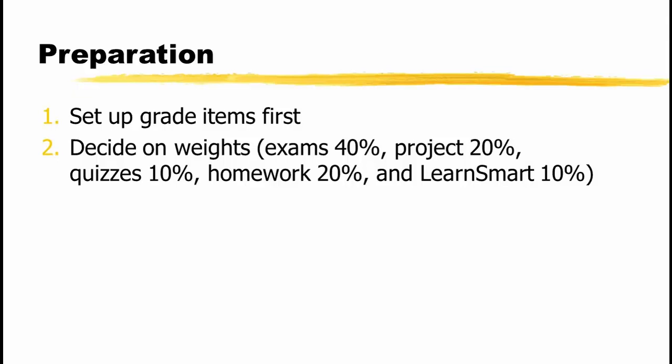Quizzes count 10%. Each quiz has 100 points. Homework counts 20%. Each chapter has a different point value for its homework depending on its difficulty. LearnSmart counts 10%. Each chapter has the same point value.